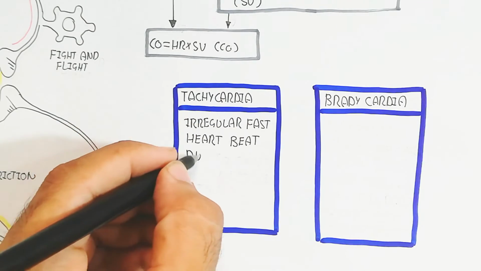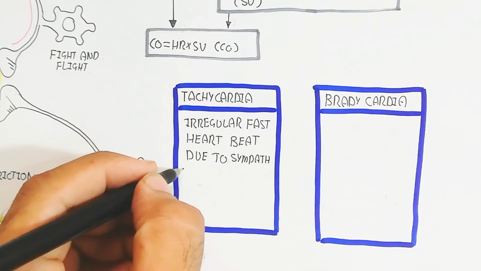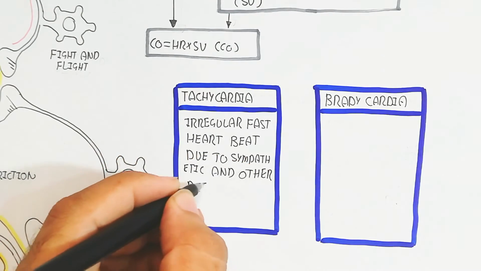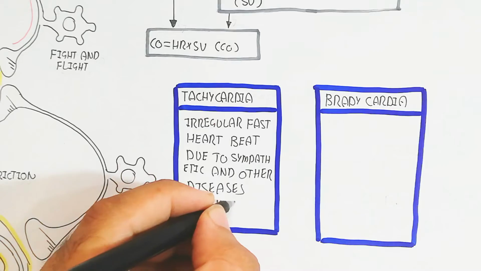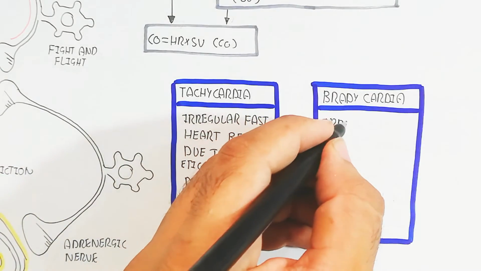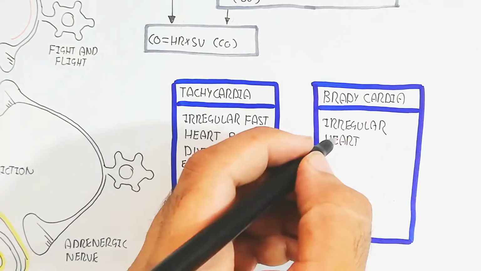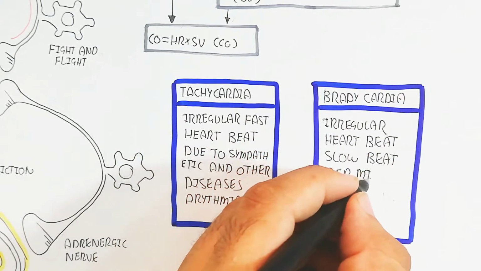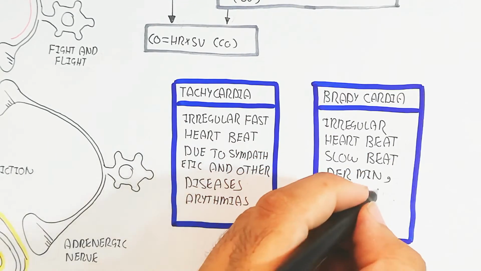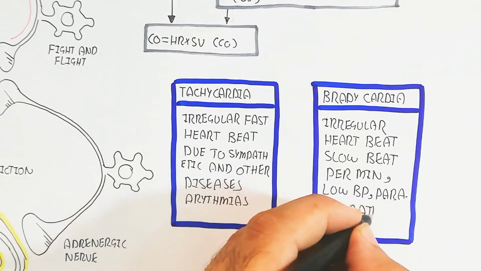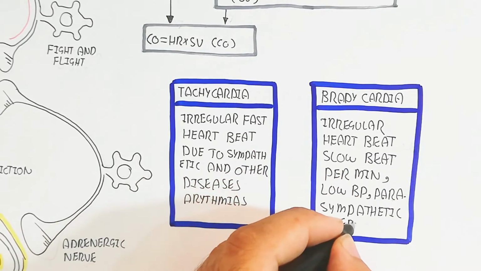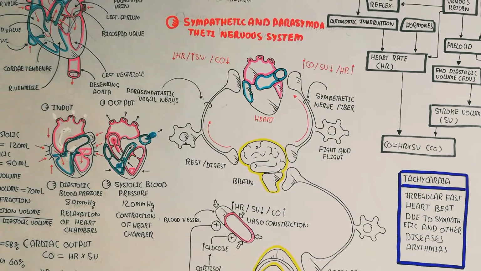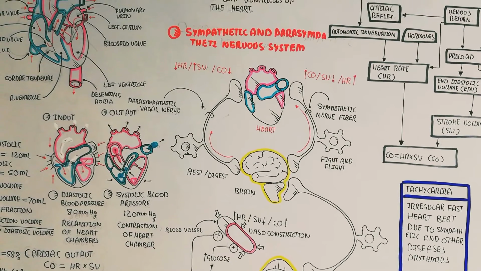So we will discuss tachycardia and bradycardia. Tachycardia is an irregular fast heartbeat due to sympathetic activity and other diseases, and arrhythmias cause it. Bradycardia means a slow heartbeat, a low number of beats per minute, with low blood pressure and parasympathetic nervous system activation. So this is the mechanism, the factors affecting the heart rate and the factors affecting the stroke volume, so different things.